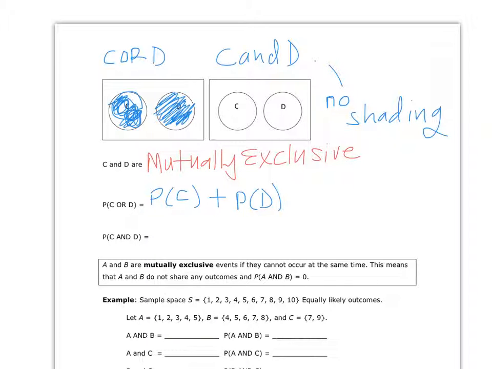But now, considering those same two events, C and D, that are represented here with no shading, what is the probability of C and D? What's the probability of them occurring at the same time? Hopefully it makes sense that that probability is 0. There are no outcomes that are in both C and D, so they cannot occur at the same time, so that has probability of 0.